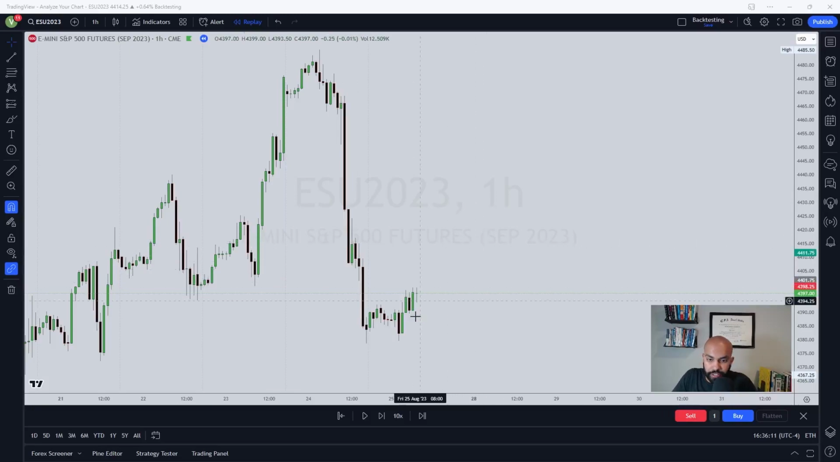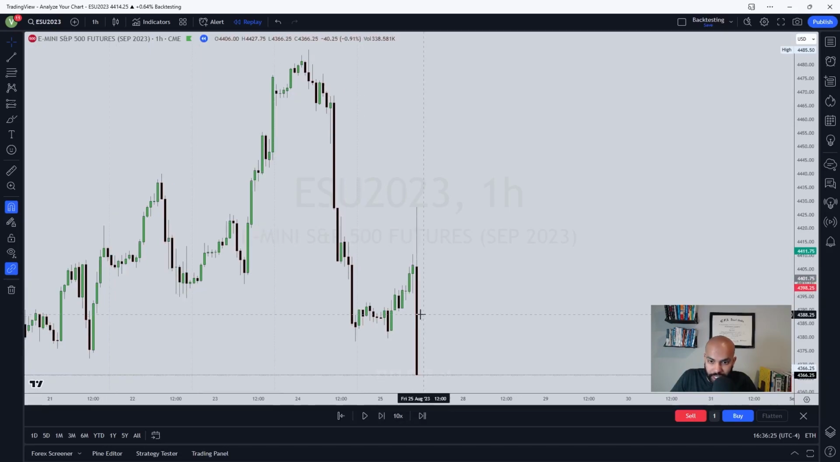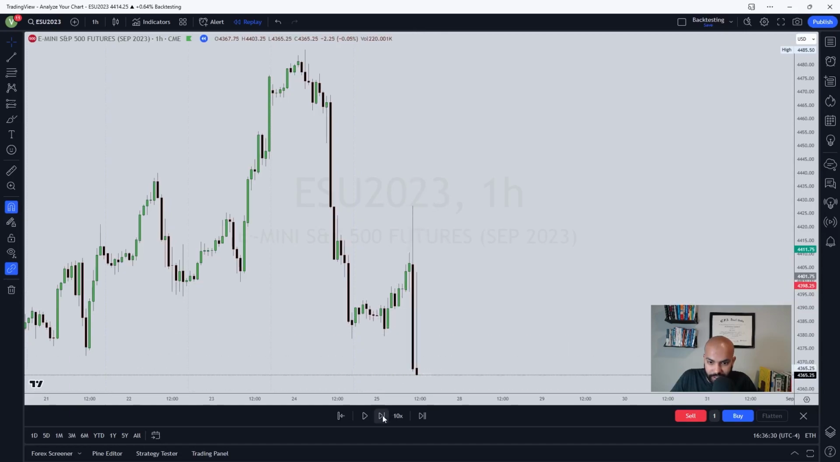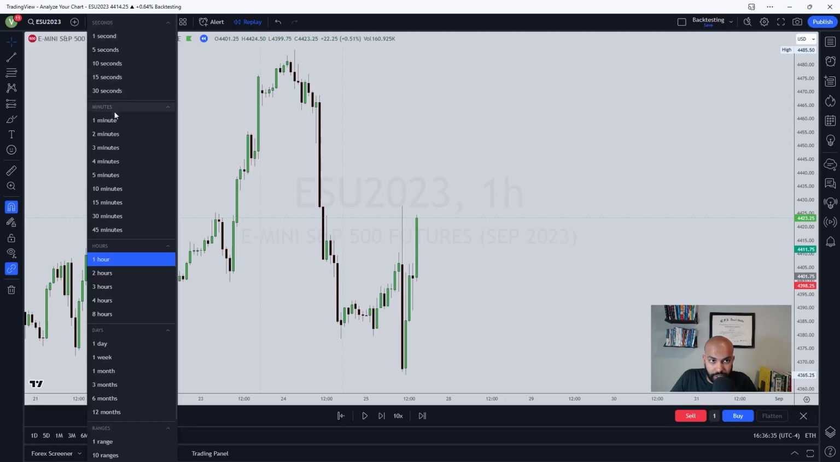Okay, so what we have here is Friday, and I did not trade Friday because it was Jackson Hole, but I did notice some good price action at the end of the day. So this is why I didn't trade, because of this kind of stuff. But I did notice the PM session looked like a potentially good trading opportunity, so I'm gonna go there.